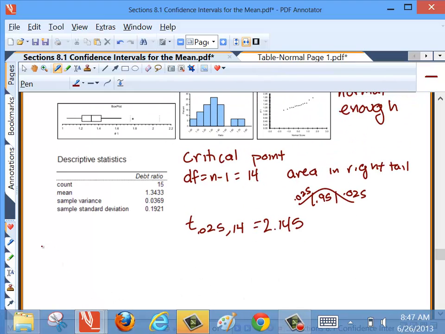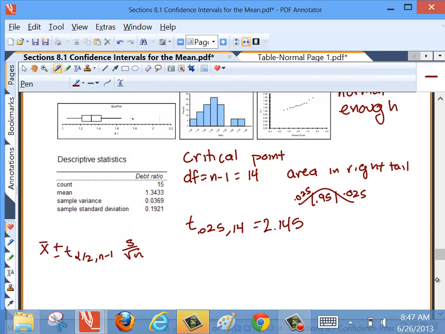Let's write down our formula again. x bar plus or minus t alpha over 2. Why is it alpha over 2? Because every time to find the area in the right tail, we had to see what was left over and divide by 2. Okay, t alpha over 2, comma, n minus 1, because we had to take our sample size minus 1 to get our degrees of freedom, times s over the square root of n. As far as finding the sample standard deviation, I'm not going to ask you to do that by hand. We're going to use software.